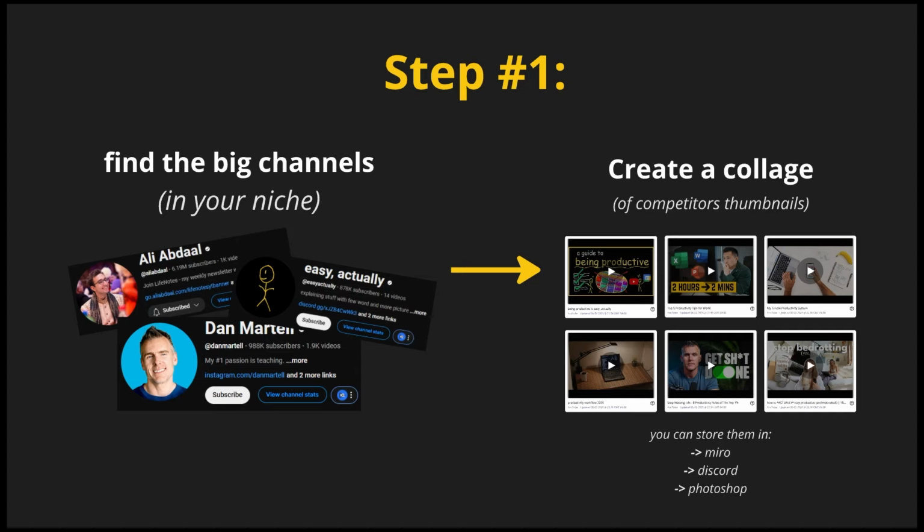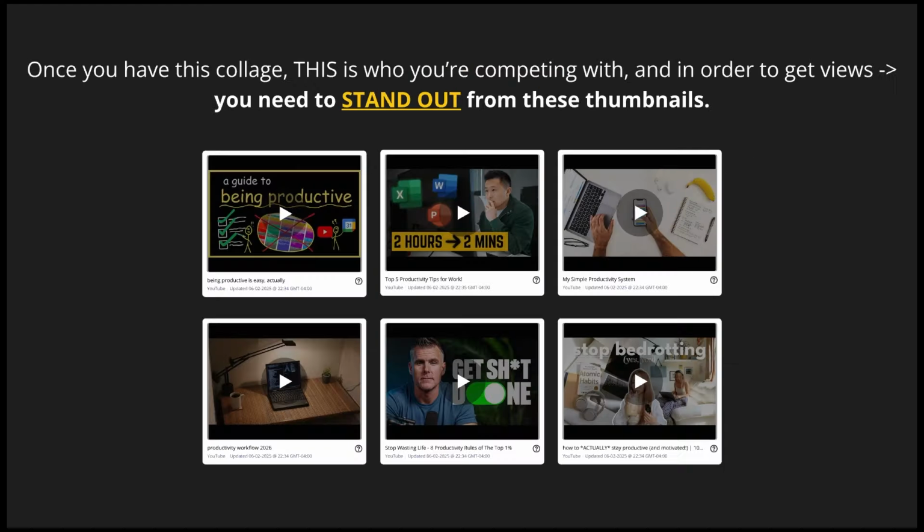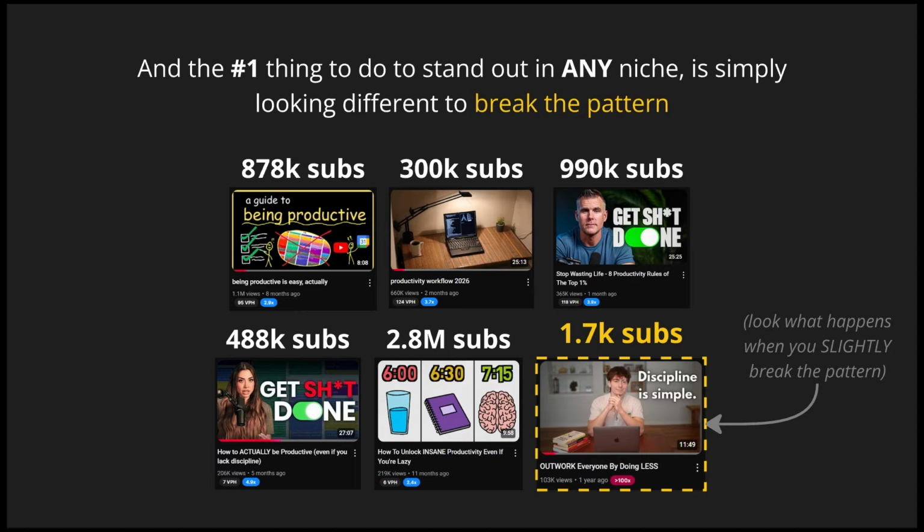So step number one is you're going to find the big channels in your niche, and you're going to create a collage of your competitors' thumbnails. You can store them in something like Miro, a Discord, or a Photoshop, etc. I personally like Miro. Once you have this collage, you know who you're competing with, and in order to get views, you need to stand out from these guys. For example, I just gave you a little thing right here for productivity channels. These are videos made by people with hundreds of thousands, if not millions of subscribers. And in order for us to get views, let's say you're in the productivity niche, you need to stand out from these people. And if you can't stand out from these people, you're never going to get anywhere on YouTube. It's cut and dry, simple like that.